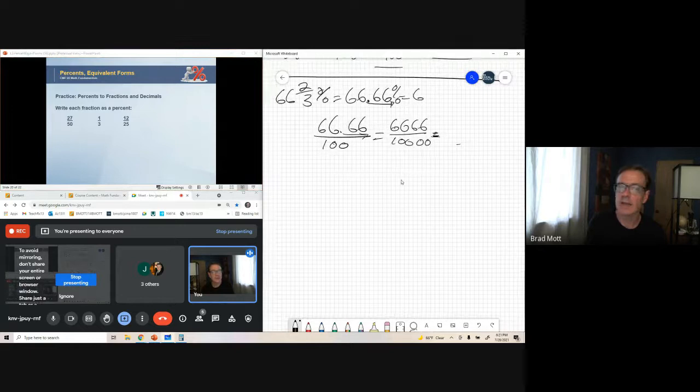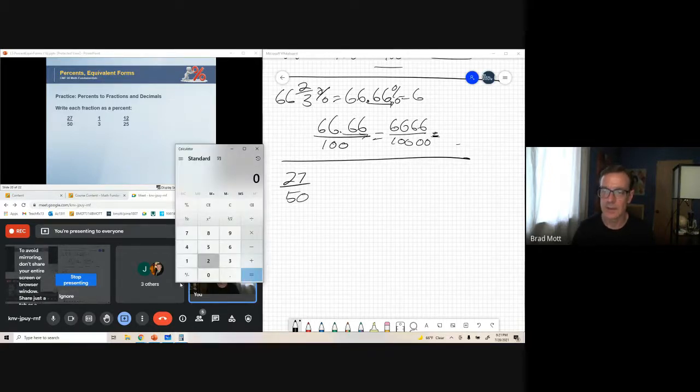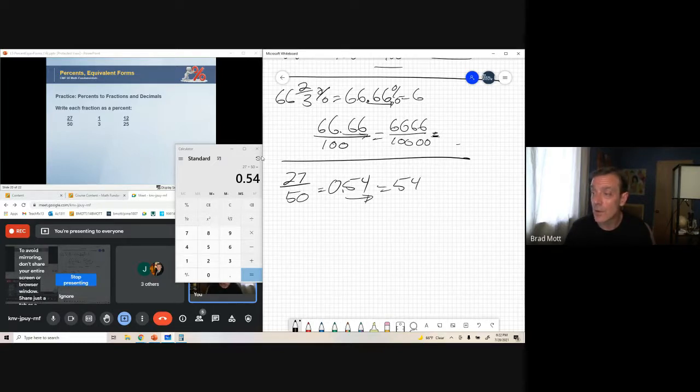And the last thing, I think it's the last thing, maybe I have one more thing. You want to write each fraction as a percent. So the first thing you want to do, for instance, you have 27/50ths. 27 divided by 50 is going to leave you with 0.54. And so you have a decimal. To turn that into a percent, you want to move that decimal 2 places to the right and get 54%.